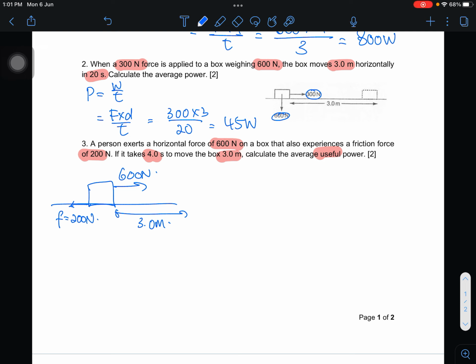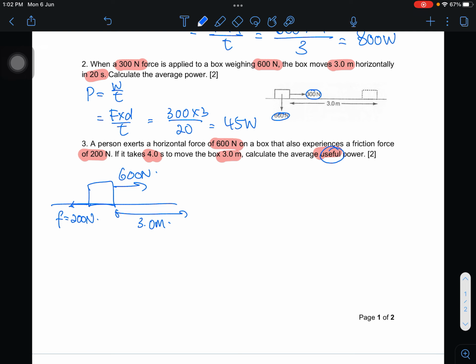So the thing is this, they only want the useful power. Useful power means what? Do I want to look at the entire 600 Newton? No, we don't. We're not interested in the entire 600 Newton because out of this 600 Newton, 200 Newton is used to overcome the friction, which is considered the non-useful one, because in the sense of pushing a box, a crate across the ground, friction is always considered as unnecessary. We do not want the friction, but it's there. So useful force is only 400 Newton.